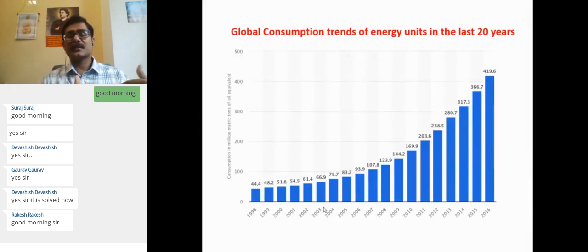In the first 10 years, there was an increase of around 2.8 times, and in the following 10 years it has reached 4 times. So it has been quadrupled in the last 10 years. That is the tremendous change that we can observe in the pattern of energy consumption. And maybe this trend is likely to be magnified and multiplied further down the line.